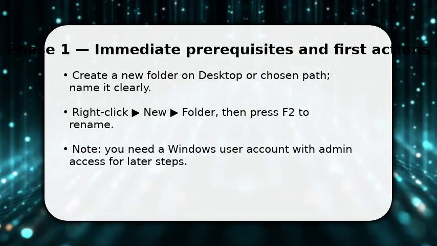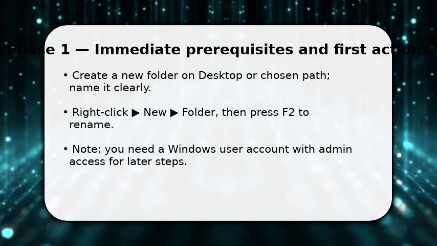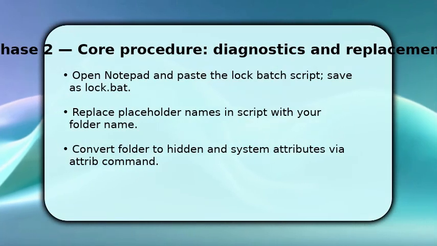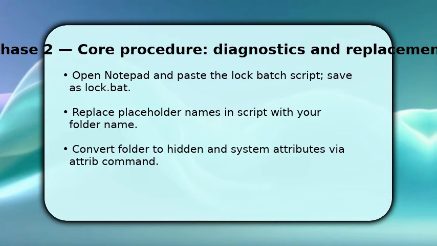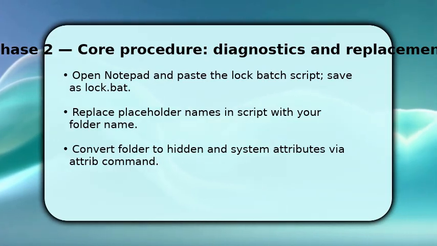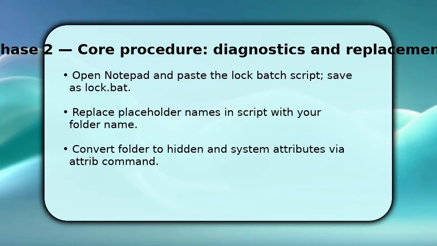You now write the batch file that toggles access. Paste the prepared commands into Notepad, replace the folder name placeholder with your exact folder name, then save the file as lock.bat. Ensure the extension is .bat, not .bat.txt. Once saved, run it once to test behavior.